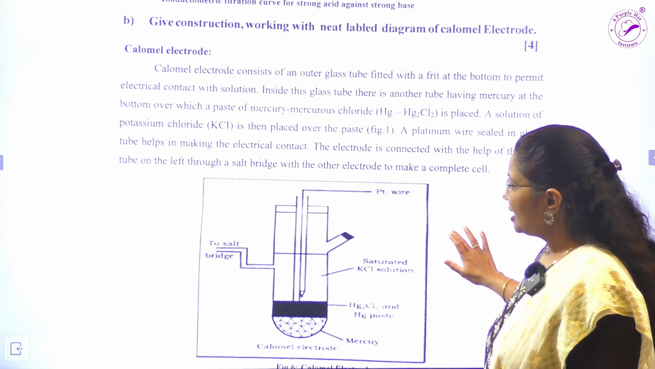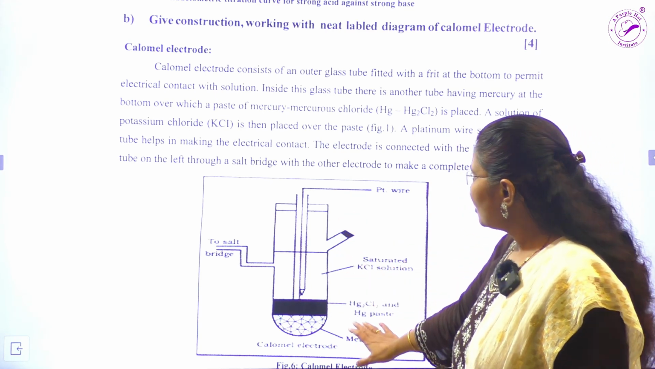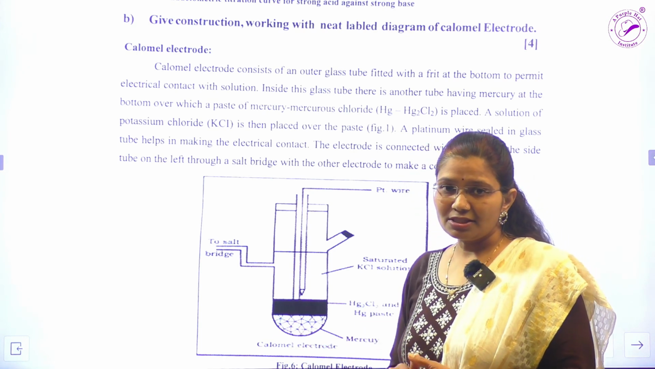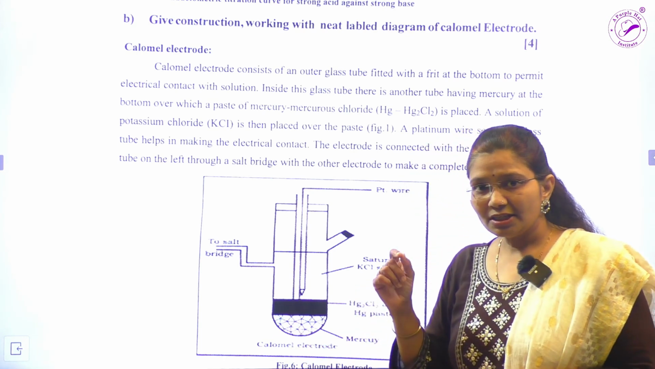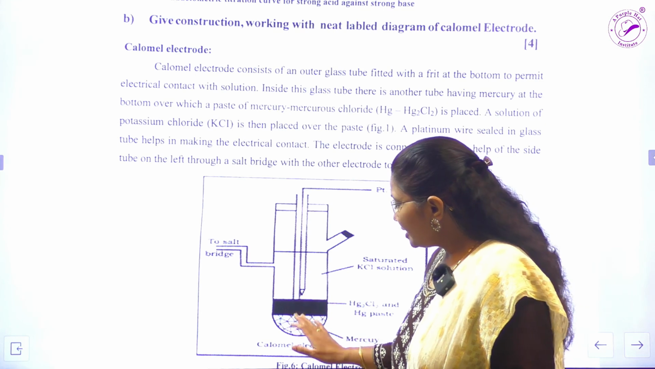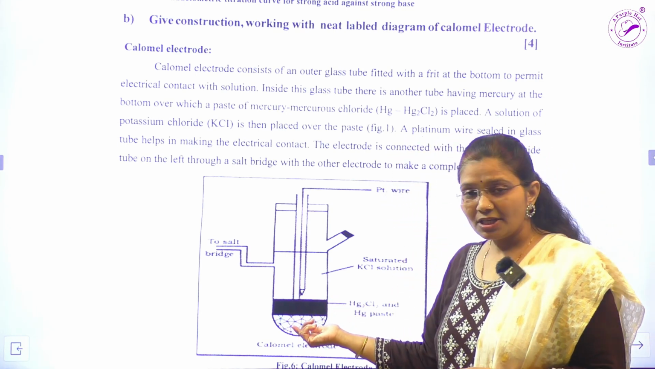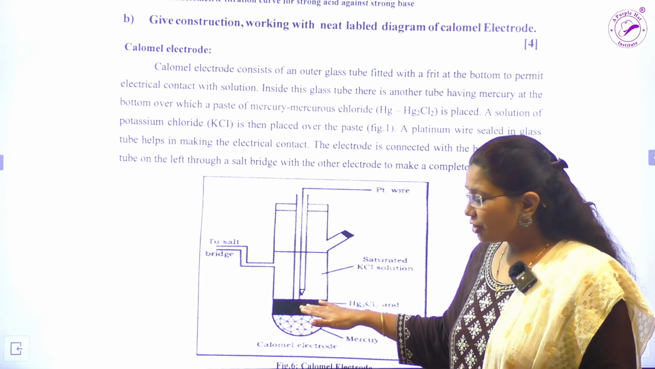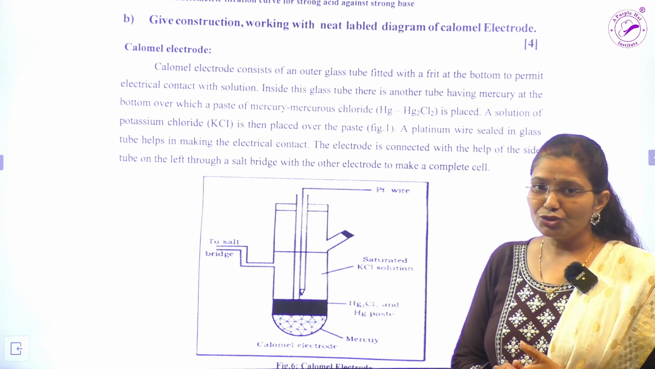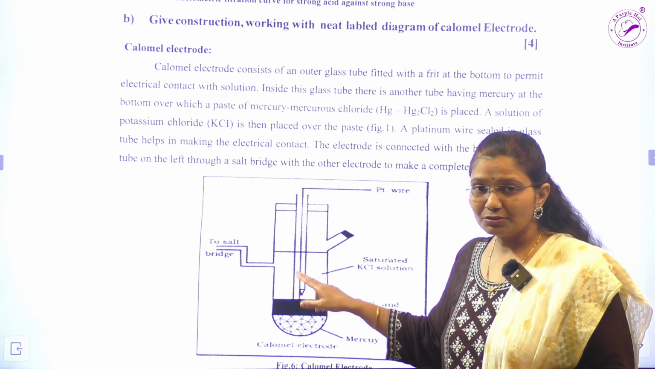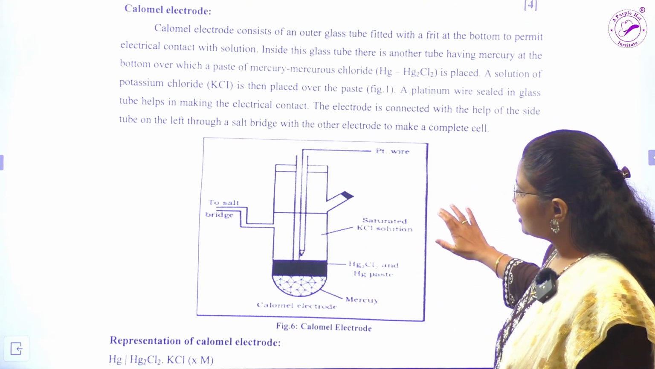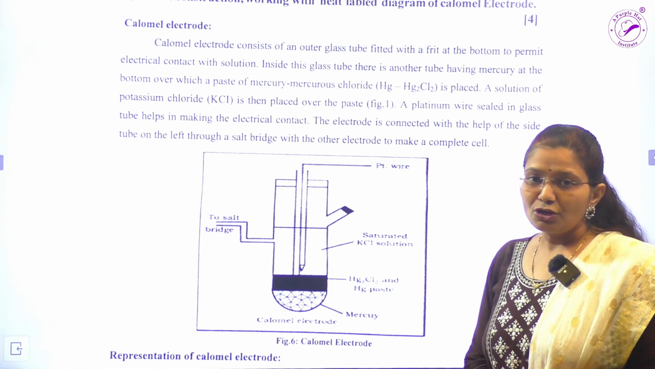Here you can see that the calomel electrode consists of an outer glass tube which is fitted with a frit at the bottom. Frit means a porous structure at the bottom to permit conductivity. Then another glass tube is there. Inside that glass tube, Hg, that is mercury, is there. Above that, mercurous chloride paste is there. Above that paste there is a KCl solution, and a platinum wire is sealed into the calomel electrode. This is how you can write the construction of the calomel electrode.